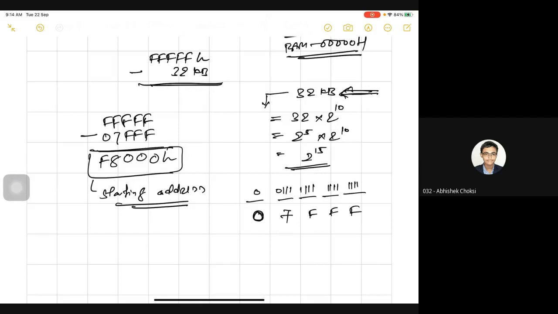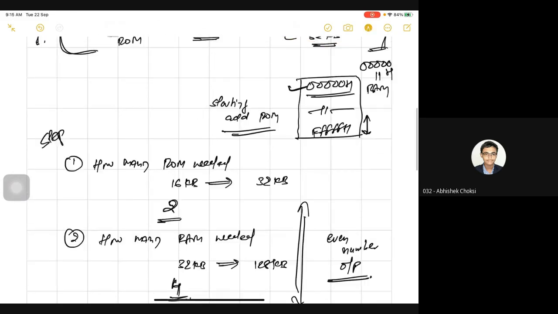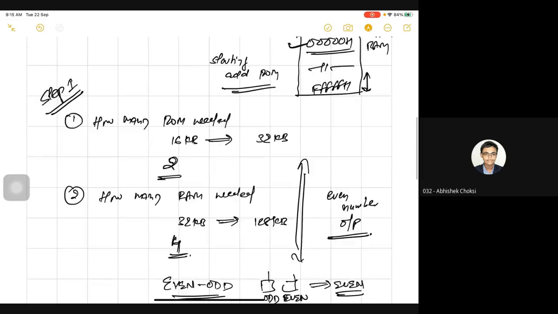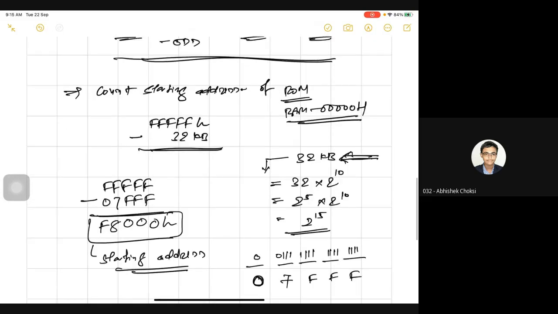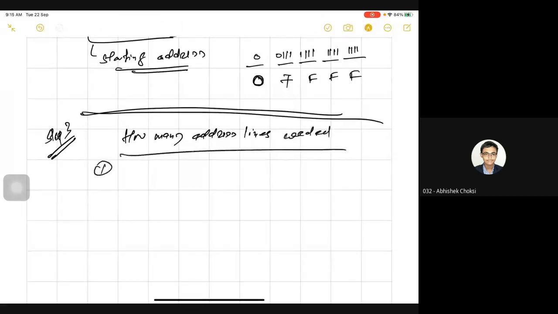Okay, so this is step number 2. Now step number 3. Just for the sake of understanding, we'll write down: this is my step number 1, this is my step number 2, now this is my step number 3. Now what I am supposed to do is count how many address lines are needed. How many address lines will be needed, one for ROM and one for RAM.